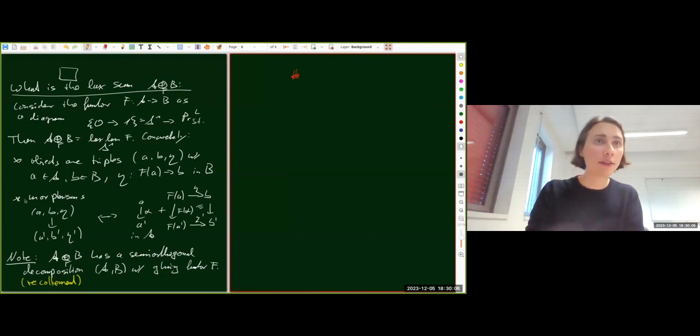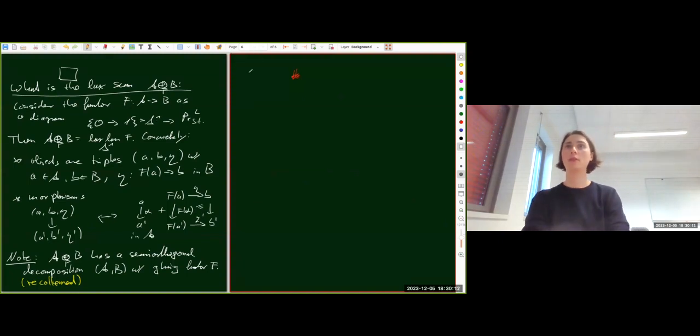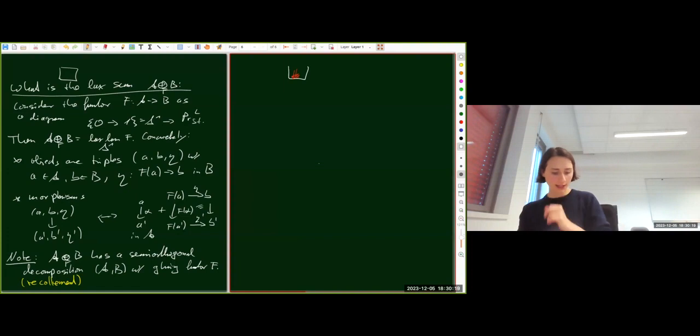Let me try to get rid of this. No, I don't know how to get rid of the annotation in Zoom. Okay, well, we'll just ignore it.